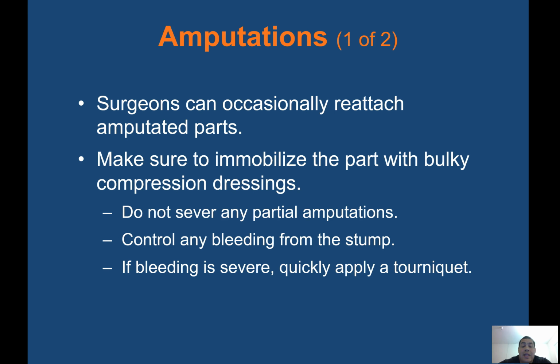Amputations. Surgeons can occasionally reattach amputated parts. Make sure to immobilize the part with a bulky compression dressing. Do not sever any partial amputations. Try and keep that limb still on if it is. Control any bleeding from the stump. If bleeding is severe, quickly apply a tourniquet.